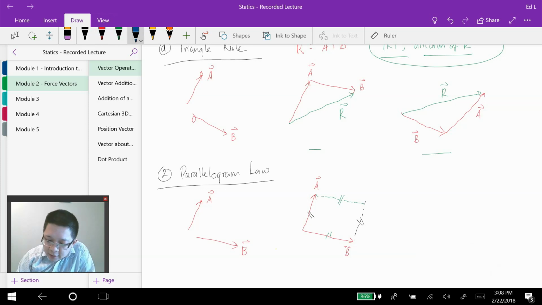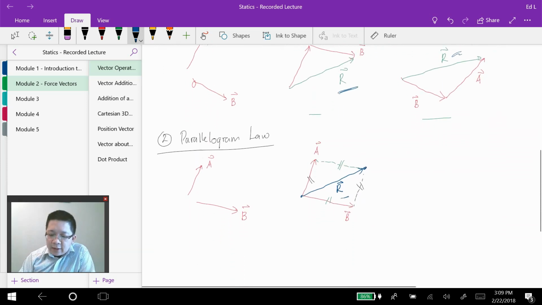Afterwards you can draw the resultant factor R by connecting this point right here and this point right there. You can see that if we draw it properly, factor R here, factor R here, and factor R here should have the same magnitude and the same direction.